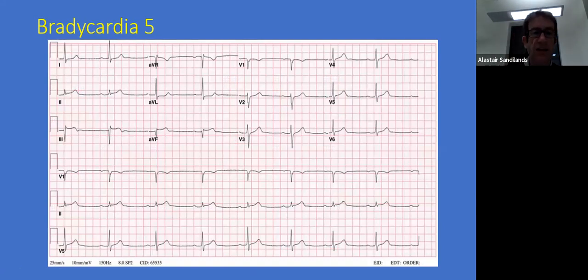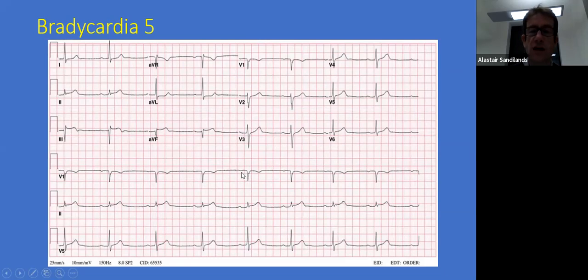So again, I think the advice with bradycardias is to use the rhythm strips. The rhythm strips are quite helpful. So again, you've got a bradycardia on this example. The QRS is narrow, so perhaps our AV node is okay. Spacing between every QRS is the same. We have a regular rhythm.